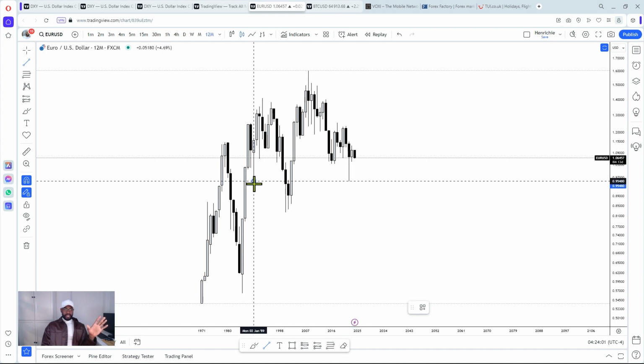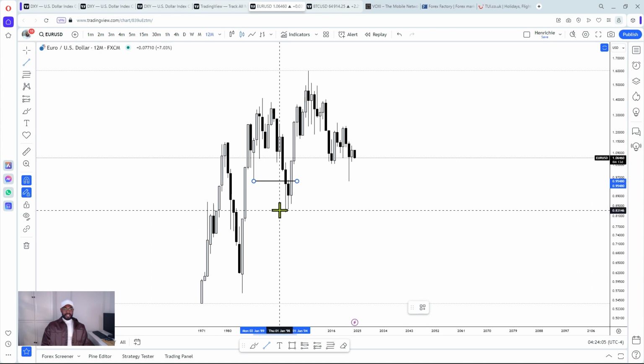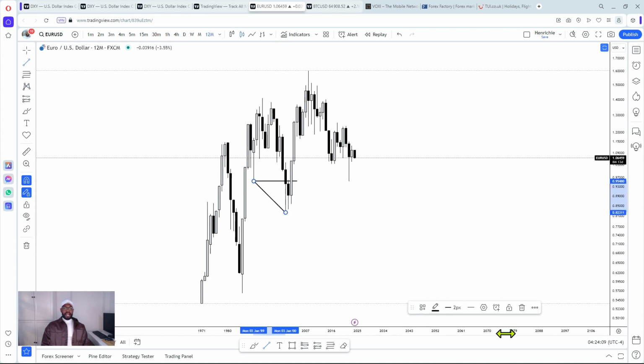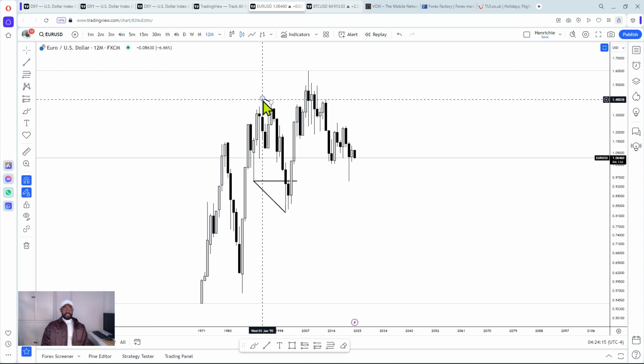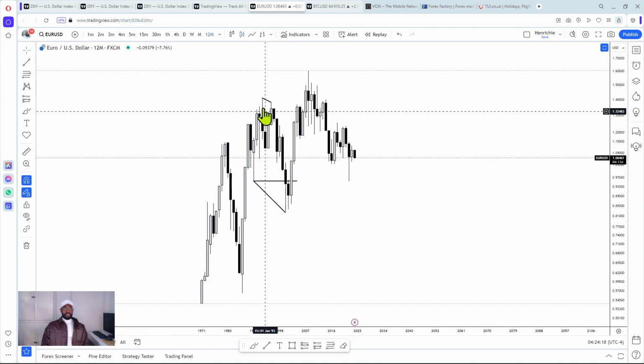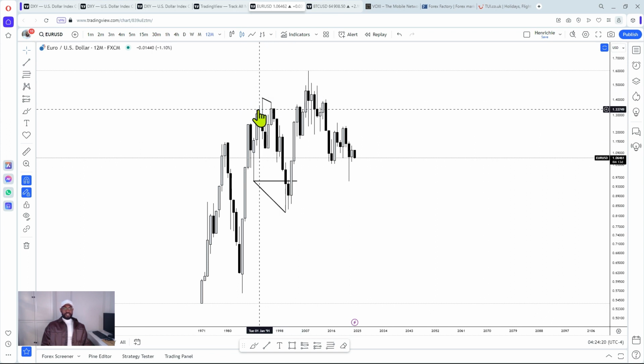I'm going to show that to you very simple. Look right here, you can see this low. You can see how price came to the downside and took that liquidity. Here becomes a high resistance liquidity. Look right here. You can see there wasn't a run on liquidity before it dropped. Here becomes a low resistance liquidity.